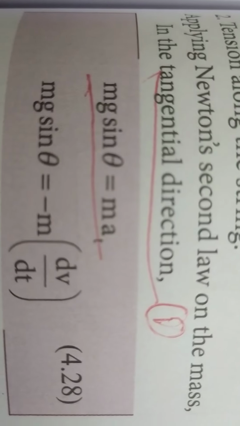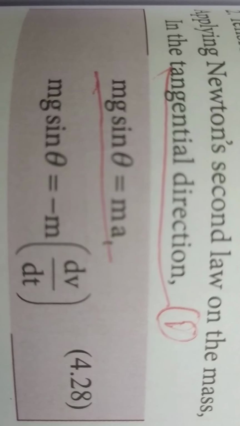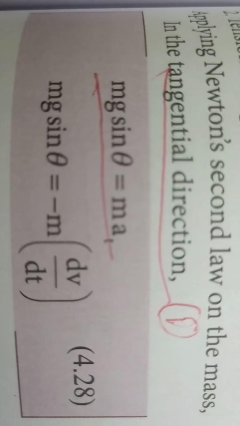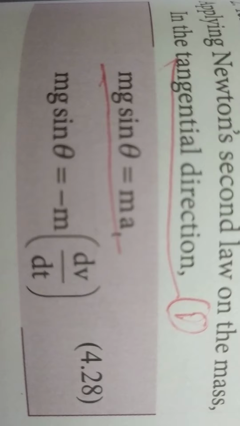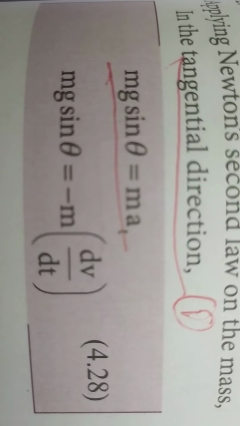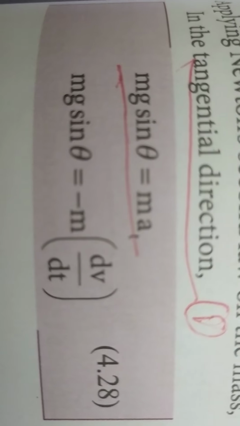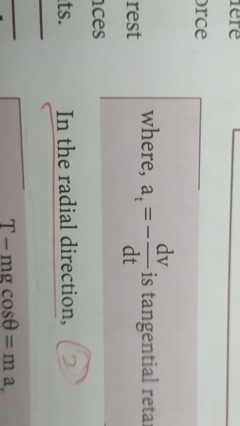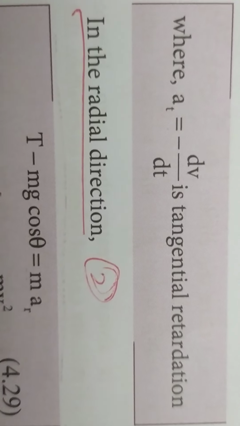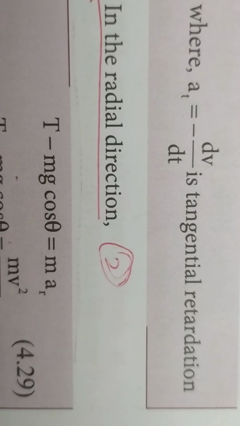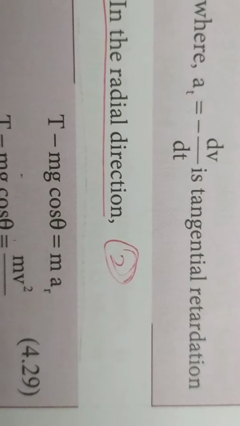In the tangential direction, mg sin theta is equal to m a_t, applying Newton's second law. Instead of acceleration, you know it is the rate of change of velocity, dv by dt, and there is a negative sign because both are acting in opposite directions. Here a_t is nothing but tangential retardation. Retardation means it is opposite to acceleration, so the speed will decrease with time.